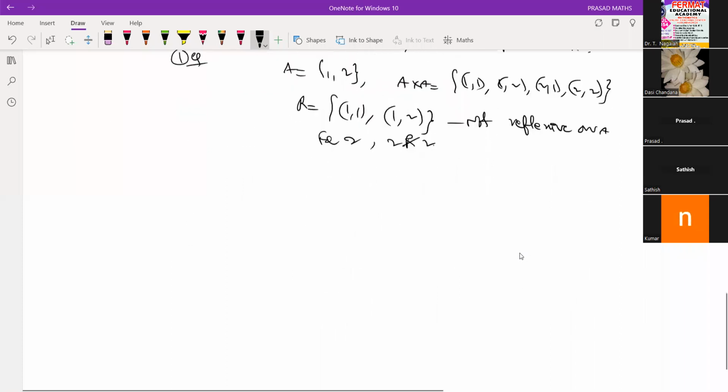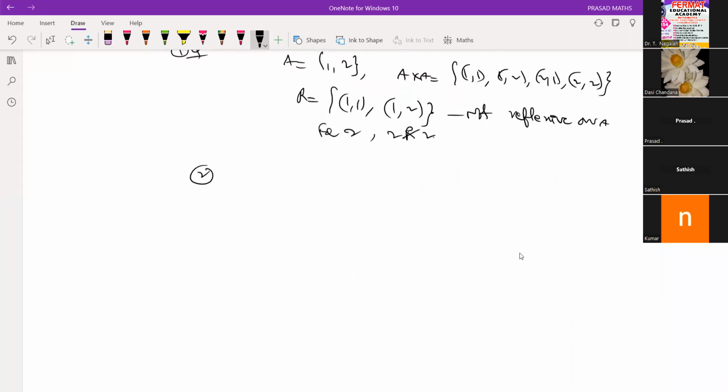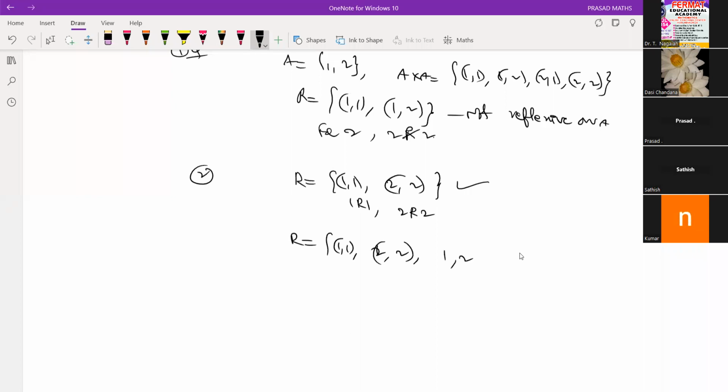Suppose you take A as the same set. Suppose R equals (1,1), (2,2). Is it reflexive? Yes, sir, it is, because 1 is related to 1 and 2 is related to 2. Suppose R equals (1,1), (2,2), (1,2). Is it reflexive? Yes, sir. Yes.